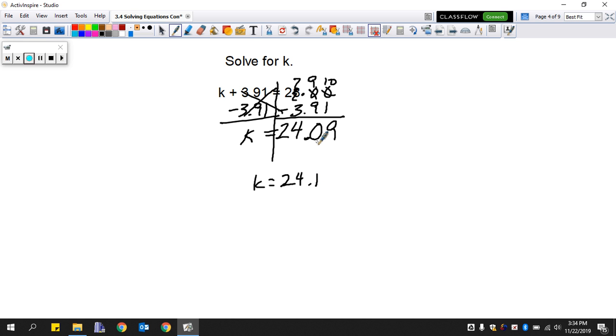Okay, and if we round it off, k would be equal to 24.1, because this 0, look to the right, that 9 is 5 or above, so that 0 goes up to a 1.